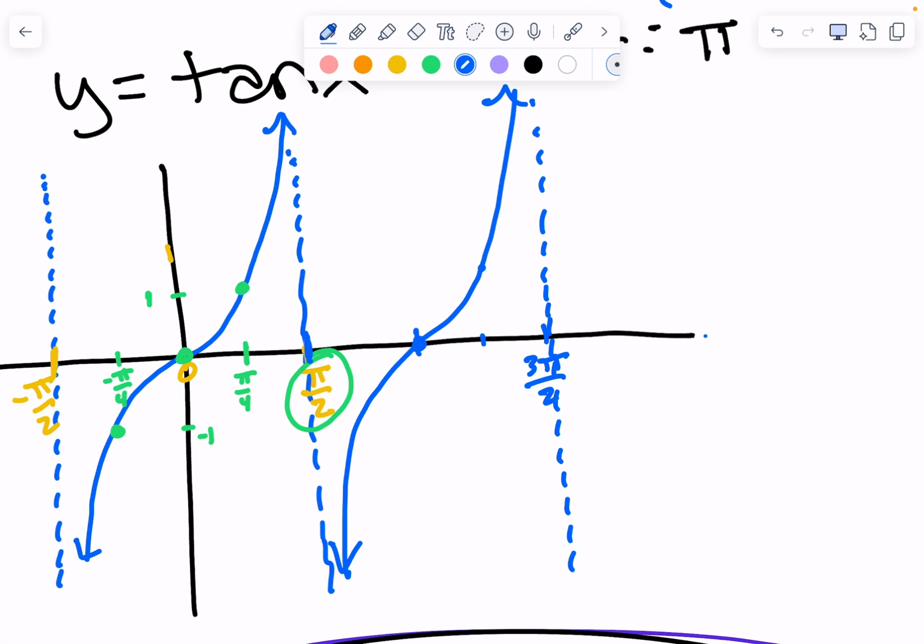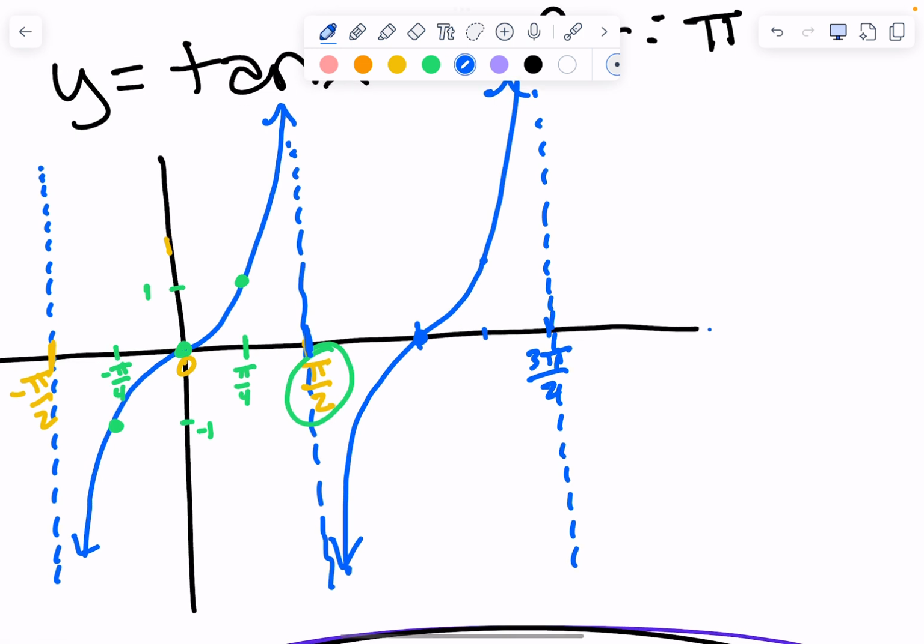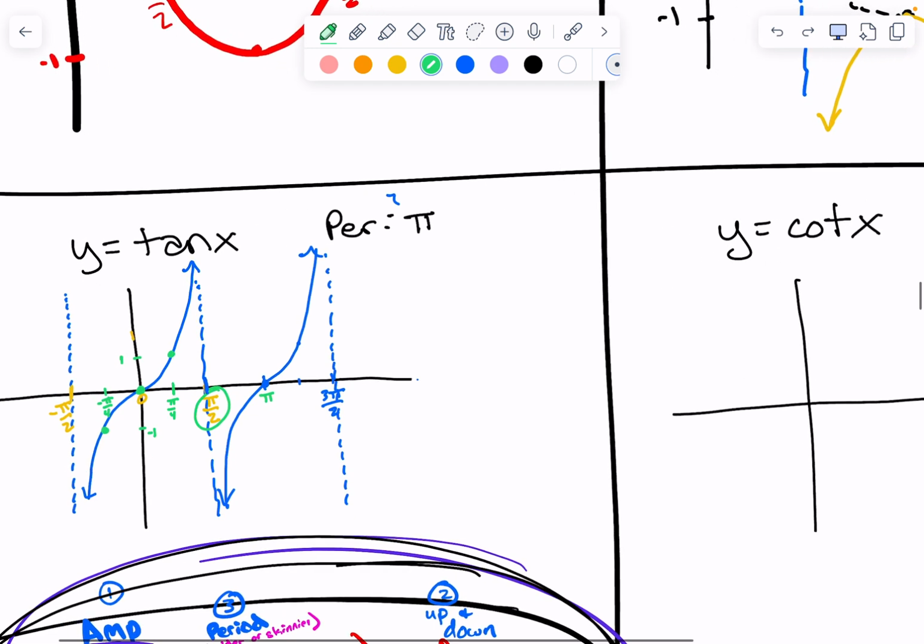Okay? Where is this middle marking right here? It is at pi, so if you want to put a pi mark right there, that's fine. That's where it will hit, right? Because if it hits here at 0, it'll hit again at pi because the period is pi, right? Everything's just the distance of pi apart. Okay? All right? Good? Cotangent.